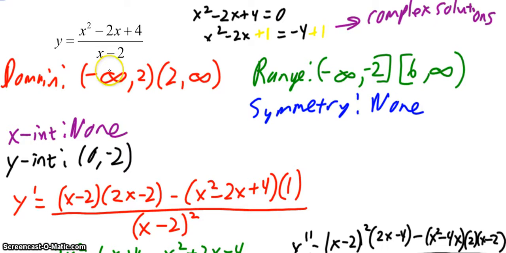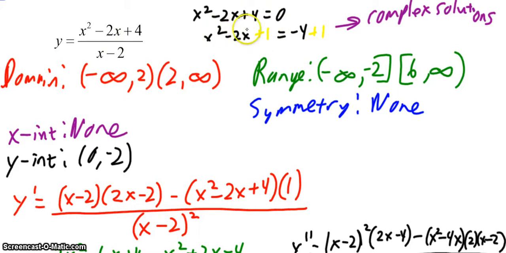So, domain. Set the denominator equal to 0, negative infinity to 2, 2 to infinity is our domain. Now, before we do that though, remember we want to see does the numerator factor and does something cancel? Now, if it cancels, then it's a hole and not an asymptote, so it's still not part of the domain, but it's still something we want to check. In this case, that does not happen.